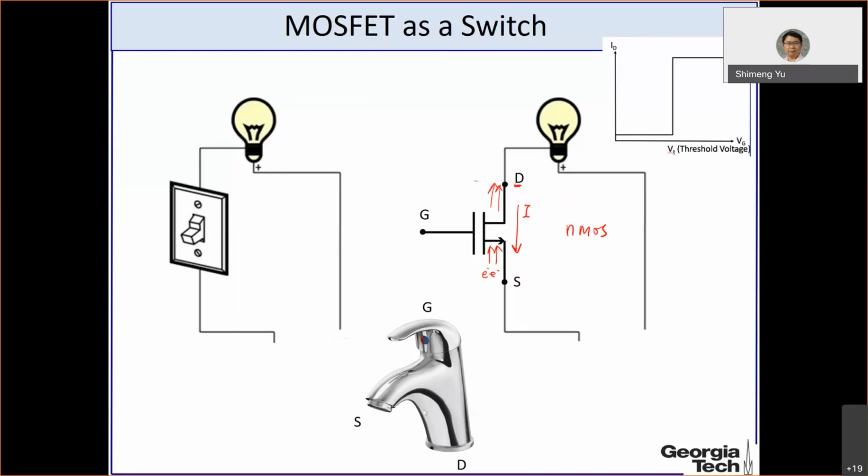Or you can think of this as a faucet, if you wish. Basically, a three-terminal device. You have a valve to control. This is a control terminal.